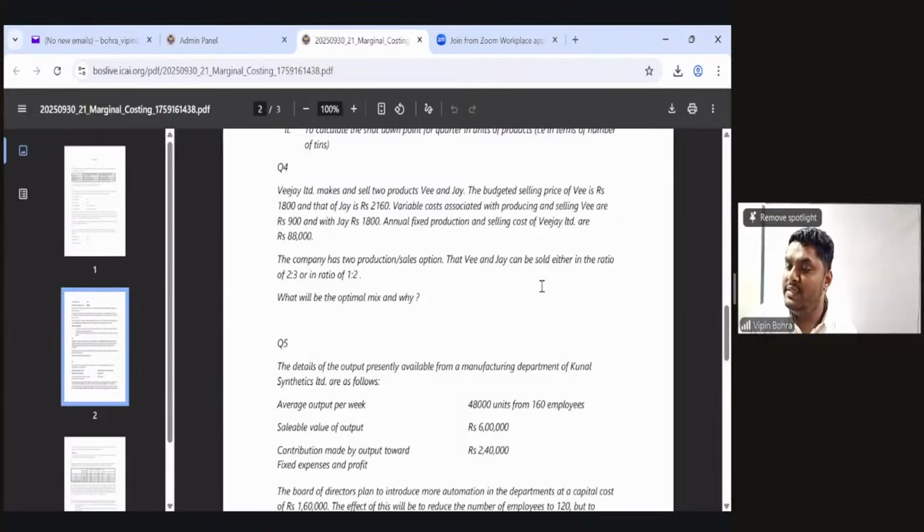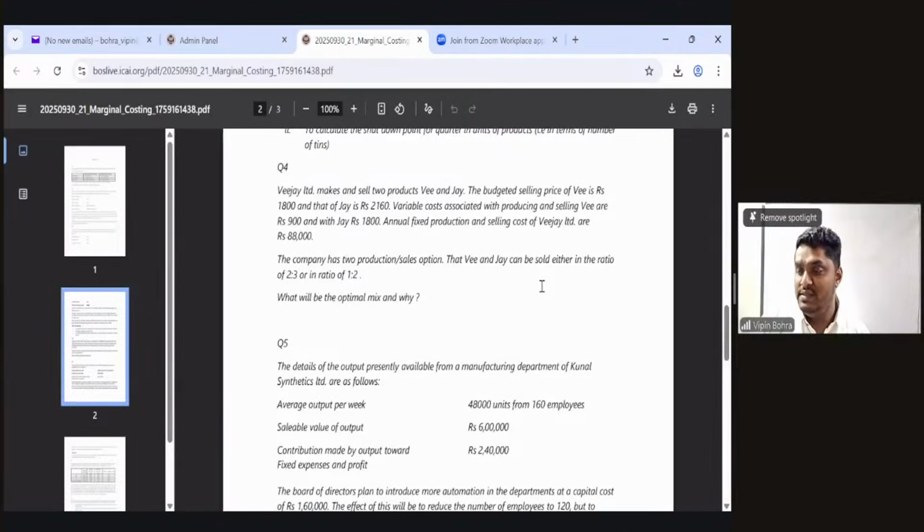Now the company has two options, either to go in the ratio of 2 is to 3 or 1 is to 2. So you have to suggest which one is the optimal mix, that is either 2 is to 3 or 1 is to 2. When talking about which one is the optimal mix, we will check the PV ratio and the break-even sales. The mix with a higher PV ratio and lower break-even sales will be better than the other mix. So to find out the final decision, we have to calculate the PV ratio and break-even sales.